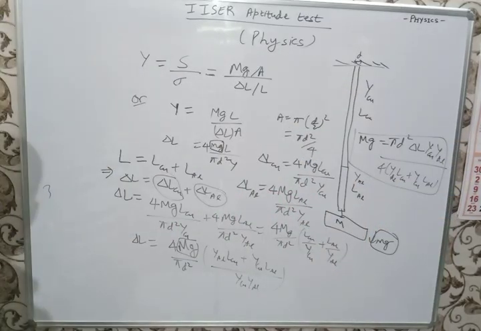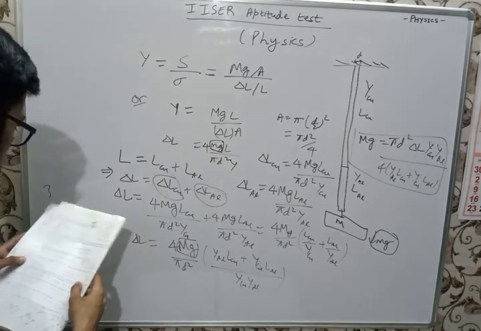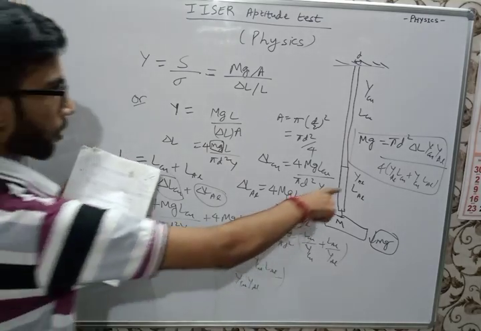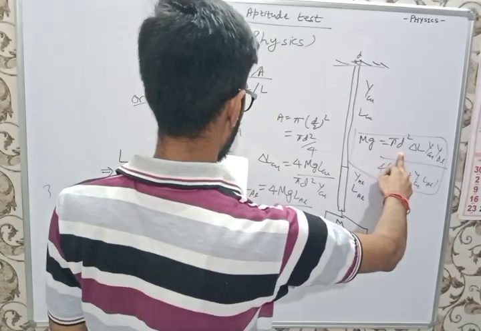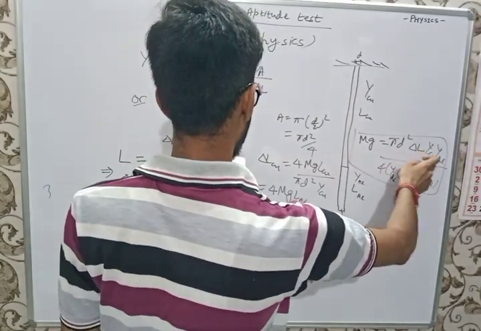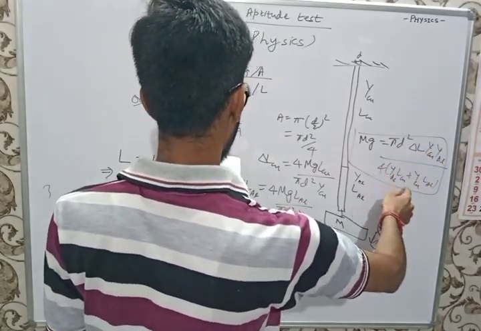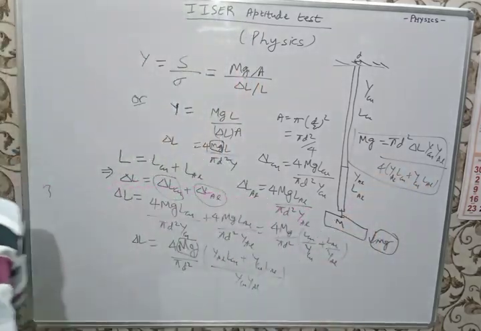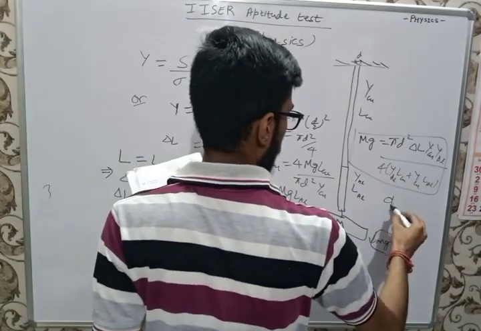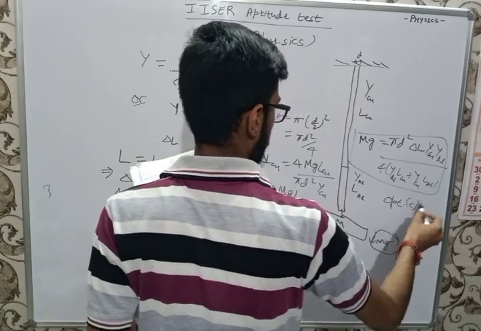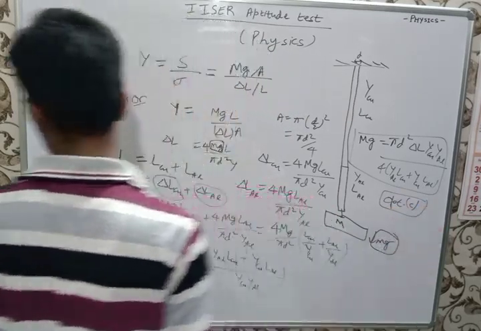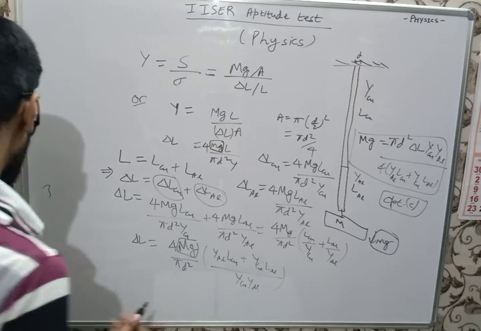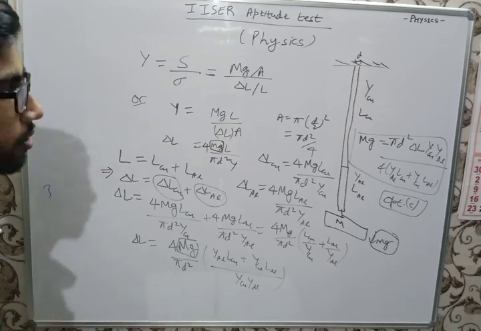So the options: pi d square Y_Cu Y_Al delta L over 4 (Y_Cu L_Al and so on). Option C is correct. In the set that I have, option C is correct.